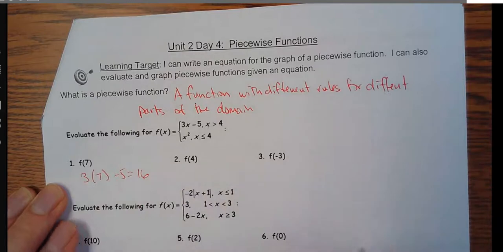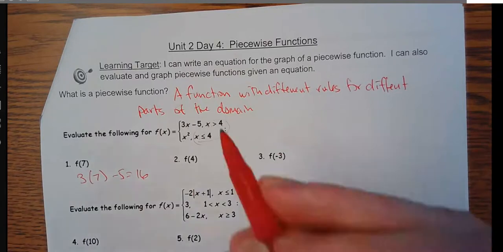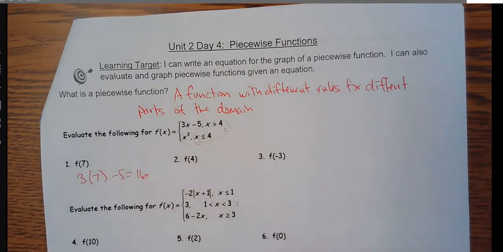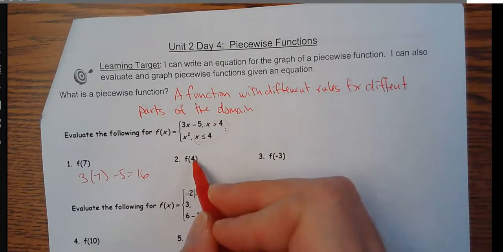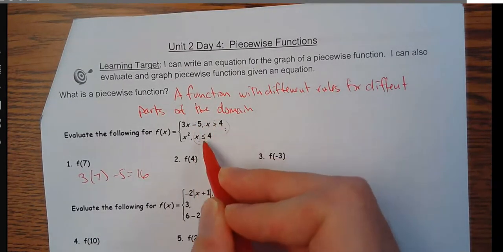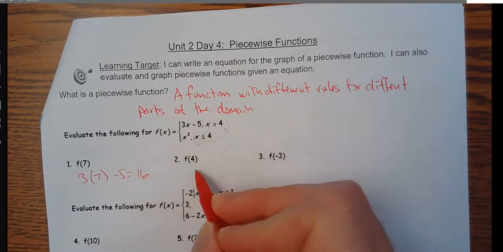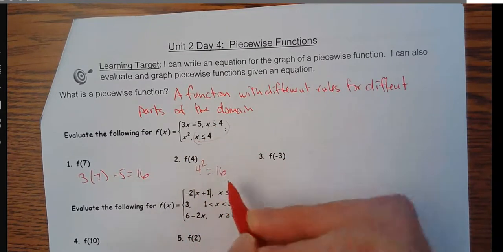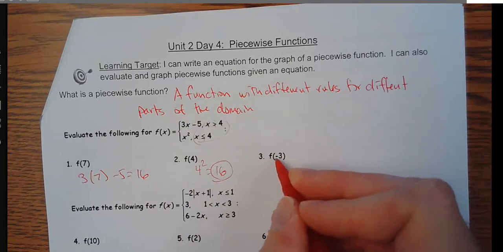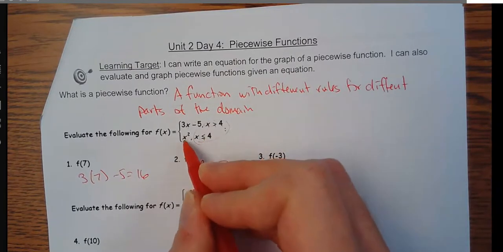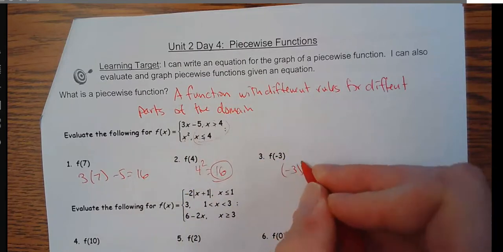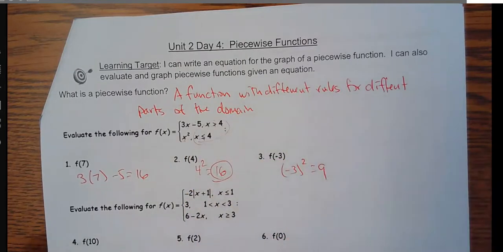So it's all, look at this first, figure out what rule it follows, and what part of the domain it's in. Is it greater than 4 or is it less than or equal to 4? And then plug it into the function that corresponds to it. So here 4 is not greater than 4, it's equal to 4, so I'm going to use this one. So 4 squared would be 16. And for negative 3, well, negative 3 is less than 4, so it goes in the squared one. So it would be negative 3 squared, which is 9.